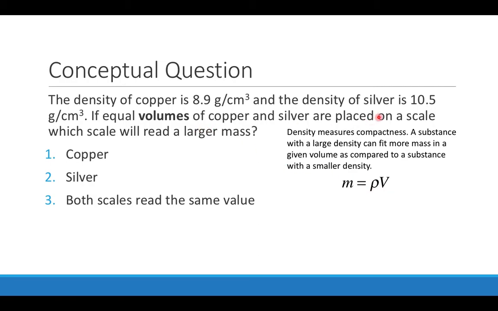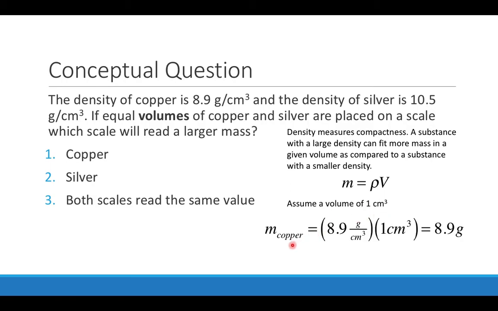Now, we're taking equal volumes of both of these substances, so the volume is the same, but the densities are different. Let's just go ahead and pick a particular volume, and we can do that when we're making comparisons. So let's assume a very easy volume of 1 centimeter cubed. And let's determine in 1 centimeter cubed how much mass of silver I have and how much mass of copper. So the mass of the copper would be the density of copper, 8.9 grams per centimeter cubed, times this volume of copper, which is just 1 centimeter cubed, and I get 8.9 grams.